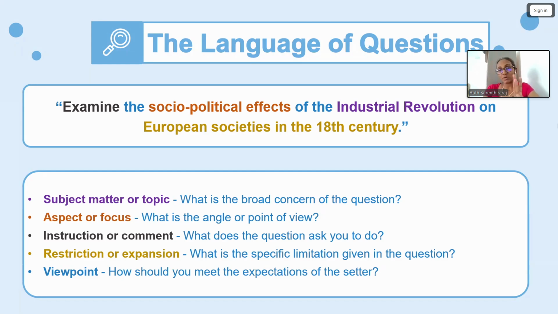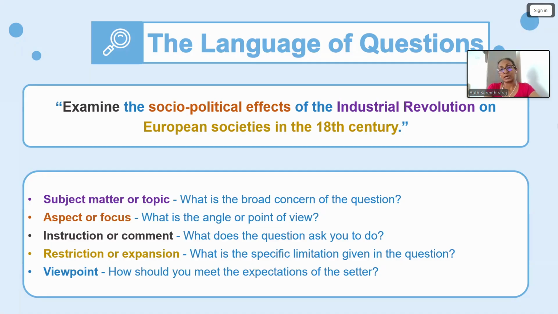So those are four main things that we look at. We look at first, what is the verb or the instruction that is given to us? Then what is the broad topic? What is the narrower focus area? And within that focus area, are there any further restrictions that are happening in the question, right?